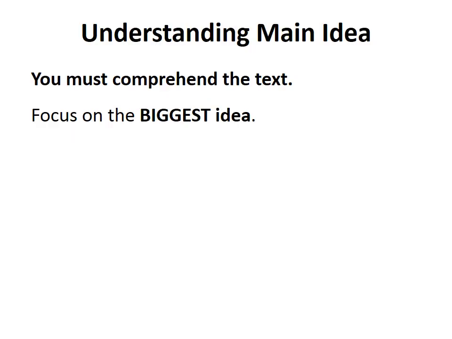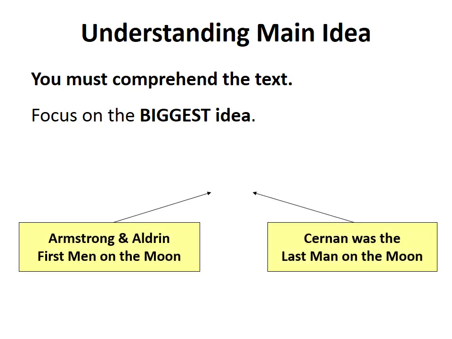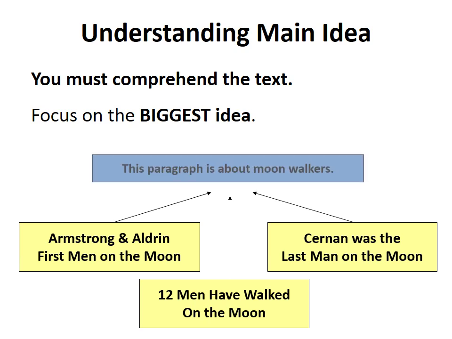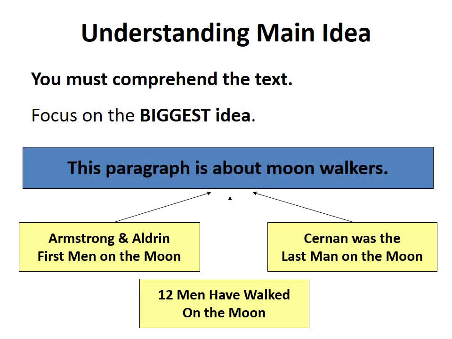Understanding main idea. You must comprehend the text by focusing on the biggest idea. To focus on the biggest idea, you need to know the three main details. The three main details of this passage were Armstrong and Aldrin were the first men on the moon, 12 men have walked on the moon, and Cernan was the last man on the moon. These three details help you get the main idea. This paragraph is about moonwalkers.